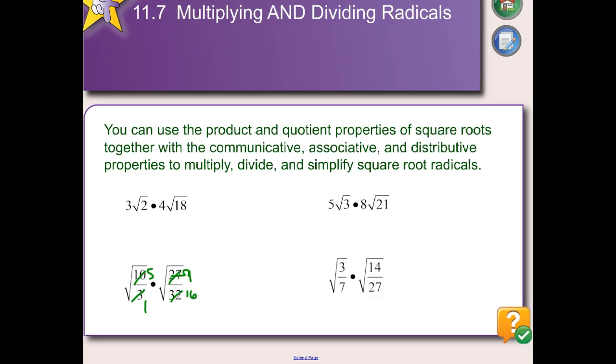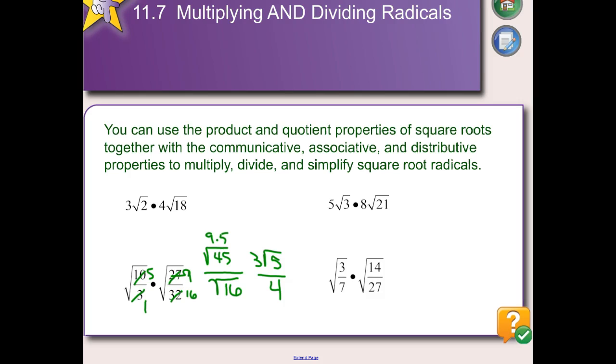So now we can multiply the numerators. 5 times 9 is 45. If we multiply the denominators together, square root of 16, well, square root of 16 is my perfect square, and then we would simplify 45 and get 3 root 5. Very nicely done. Okay, you guys try the last one here.